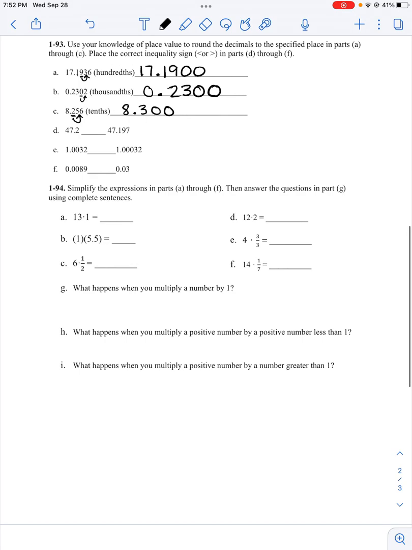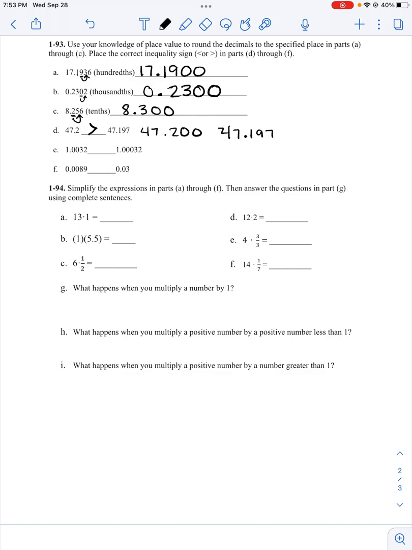Part D, I'm comparing. So an easy way to do this is to make sure that they have the same number of digits before and after the decimal. 47 2/10 would be 47 200 thousandths, which is greater than 47 197 thousandths.